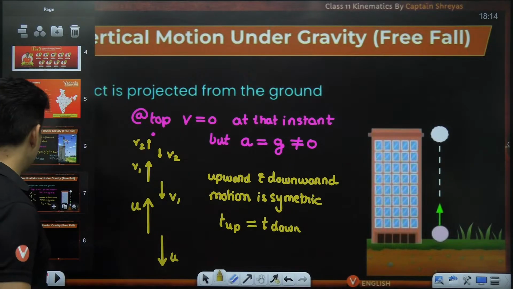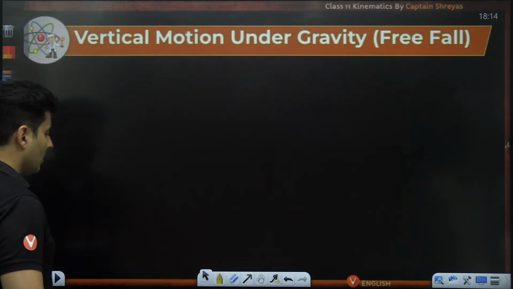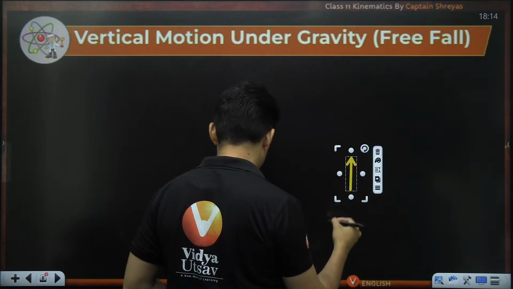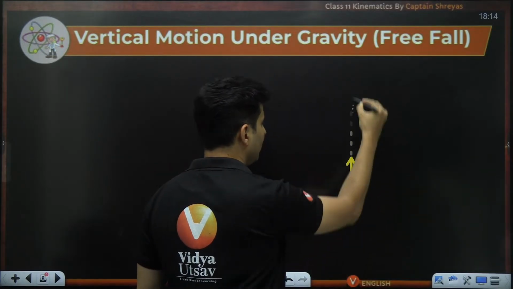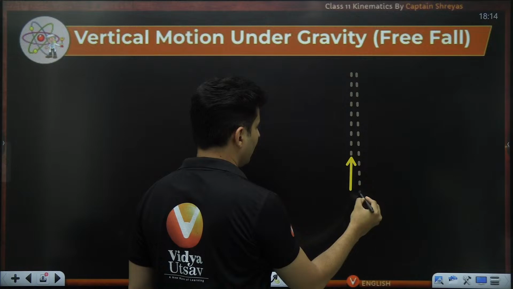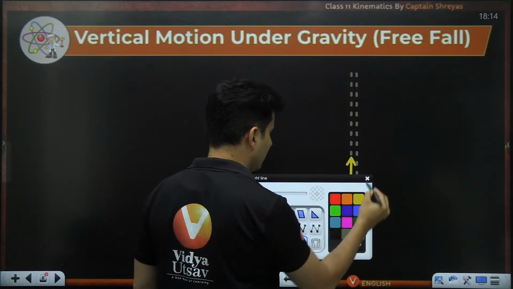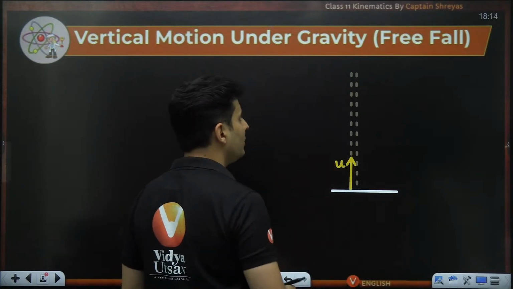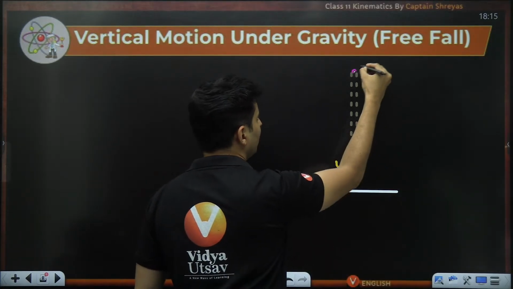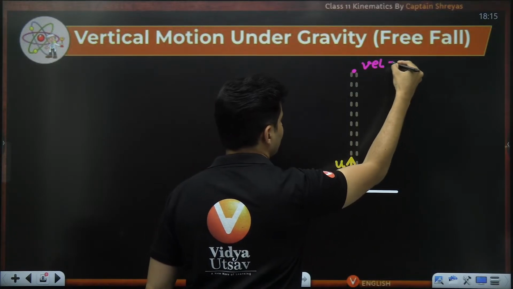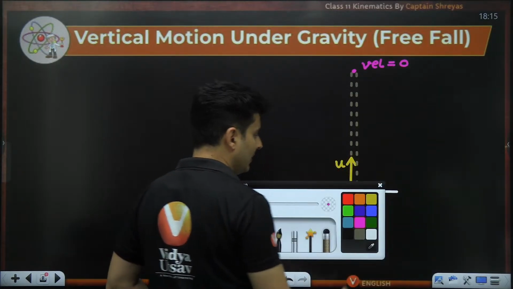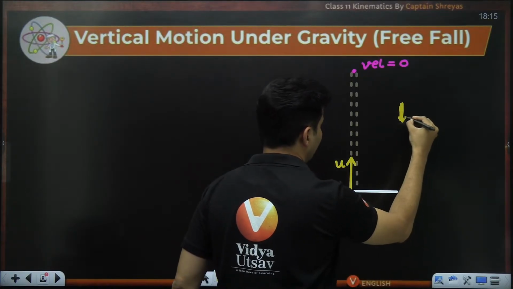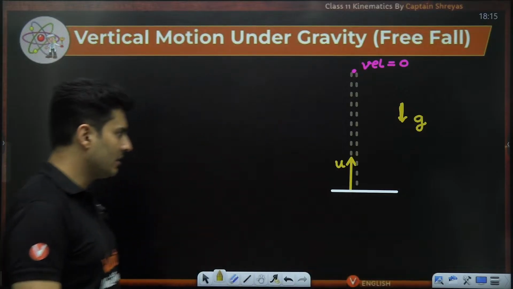Right. Now let's derive certain things over here for motion under gravity when you throw it from the bottom. Let's say I throw it from the bottom like this, and it goes up till here, stops, and again comes back over here. This is the level from which I throw it. The speed is basically u. At the topmost point, obviously, the velocity is zero just at that moment. Acceleration due to gravity is going to be downwards, so I'll show that vector, and that vector will be g.